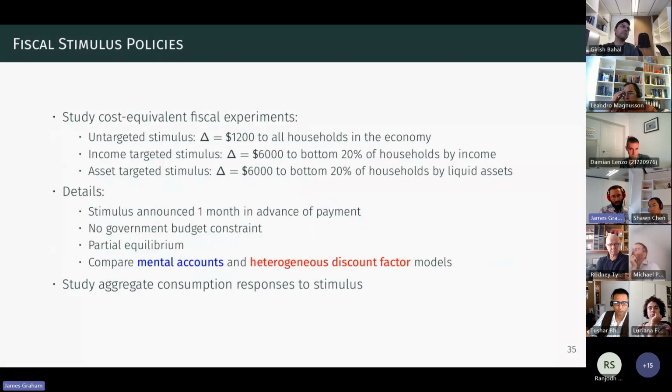So I'm going to do basically the size of the stimulus check that people got during COVID, about $1,200 to every household. That's my untargeted spending. If instead I take the $1,200 and reallocate it to the bottom 20% of households by income or by assets, they're going to get $6,000. So these are our three comparisons, targeted stimulus versus untargeted stimulus. And finally, I'm just going to compare the mental accounts model to the heterogeneous discount factor model, since that's the alternative model that best fits the data, but fails on a few of these key metrics.